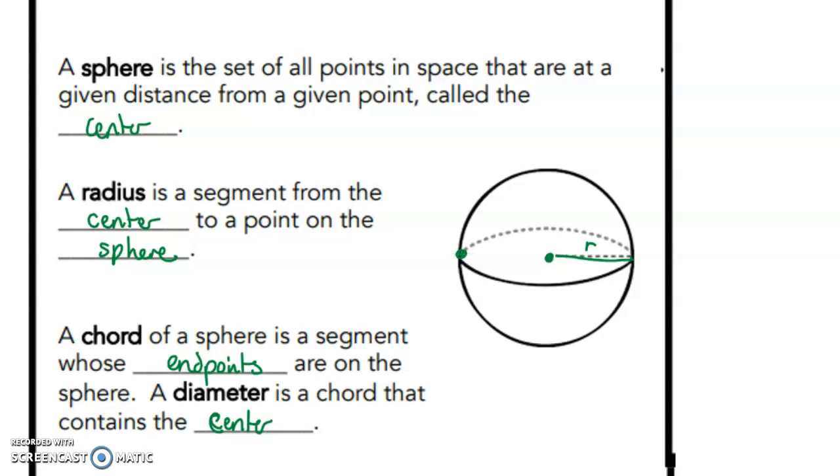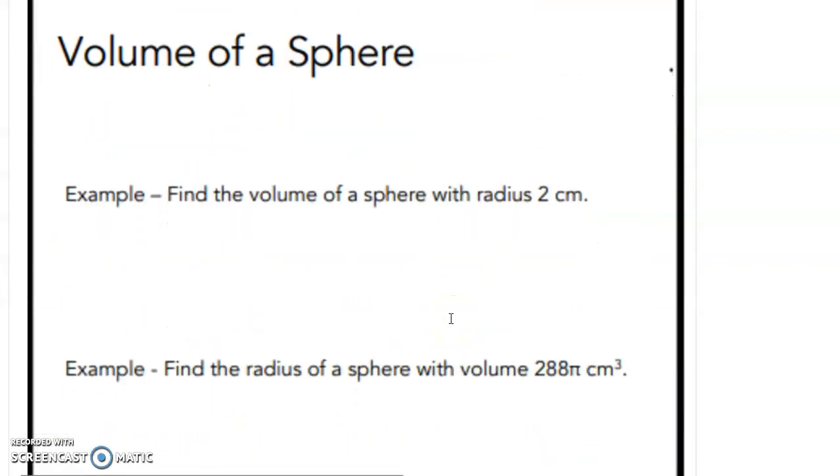Now, honestly, we just need the radius for all of our formulas, so that's pretty awesome. So let's go check this out. So first, we're going to do volume. So volume of a sphere, the formula is 4/3 pi r cubed. And obviously r is the radius. So that's the only thing you have to plug in, so these are really easy.